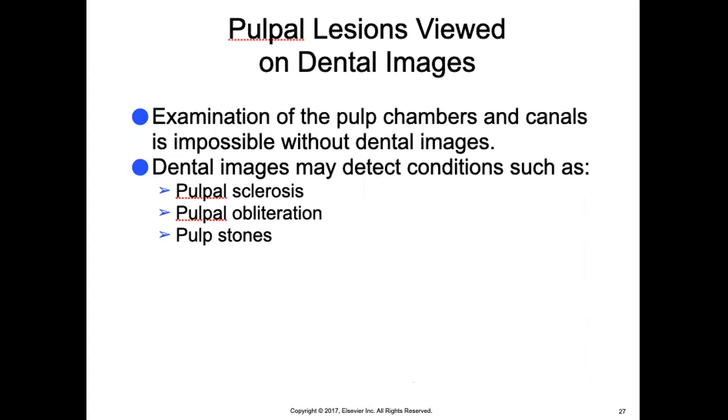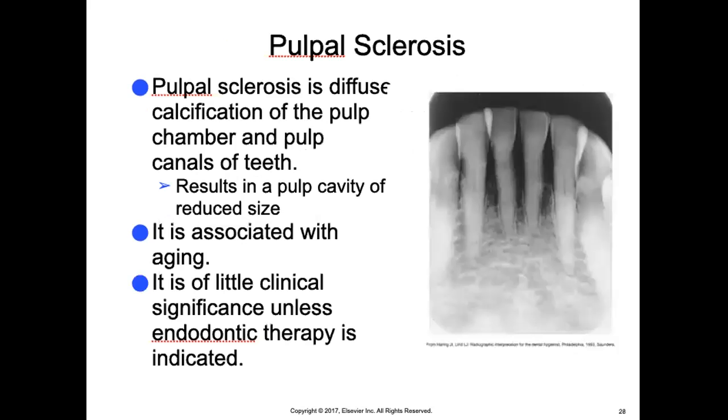So examination of the pulp chambers and canals is impossible without dental images. That's because these may detect conditions such as pulpal sclerosis, pulpal obliteration, and pulp stones. So many dental procedures require information about the size and location of the pulp cavity before treatment begins. Without dental images, examination of pulp chambers and canals is impossible.